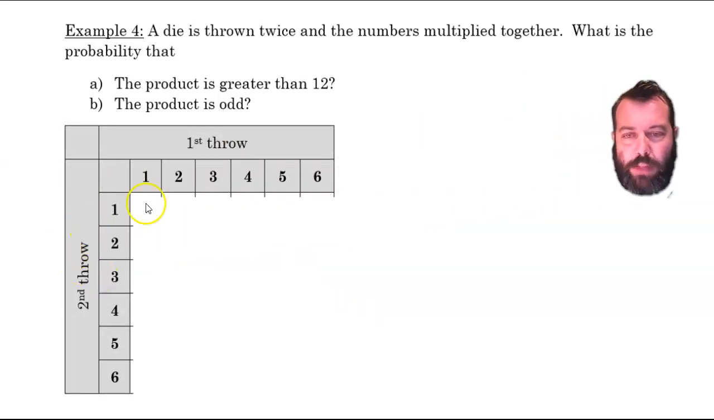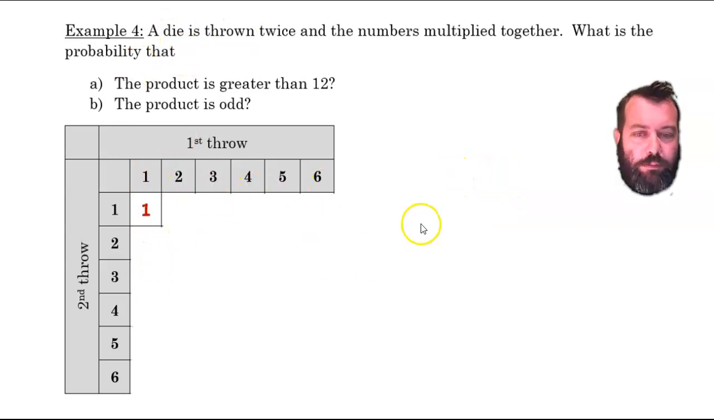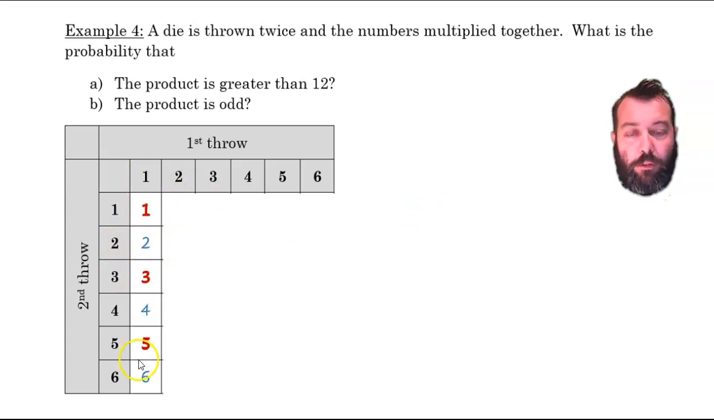I draw up a table. I have decided to make my columns my first throw, my rows my second throw. These are the things that could happen. My first throw could be a 1, 2, 3, 4, 5 or a 6. My second throw could be a 1, 2, 3, 4, 5 or 6. So let's say the first one was a 1 and the second one was a 1, that would mean the product of those is 1. If I threw a 1 and a 2, the product is 2, and so on.